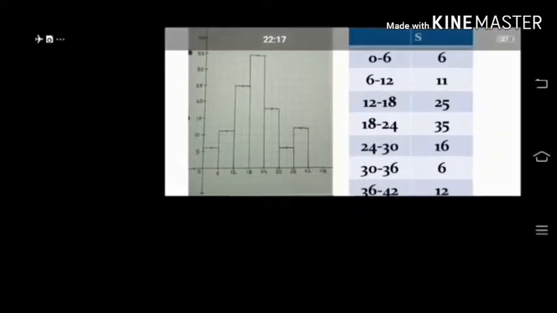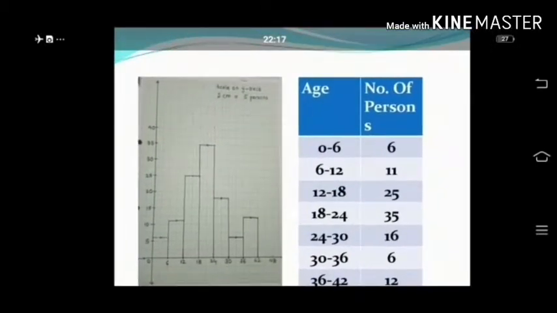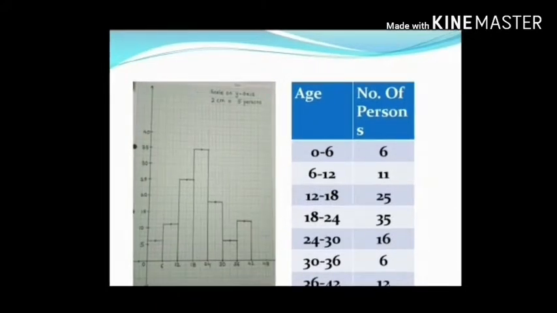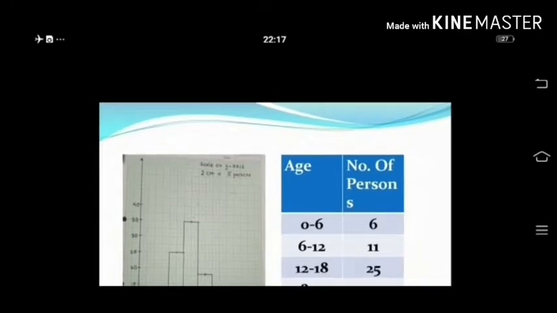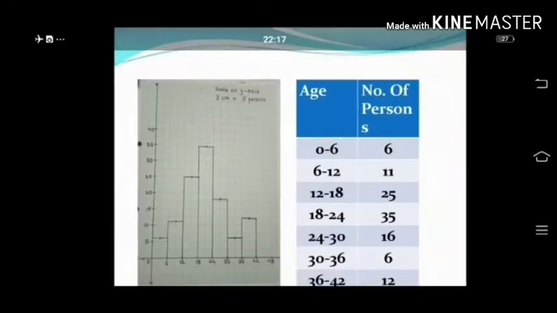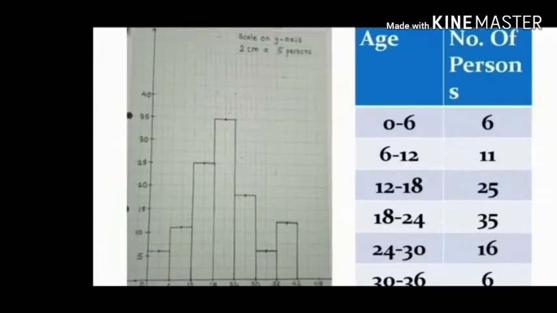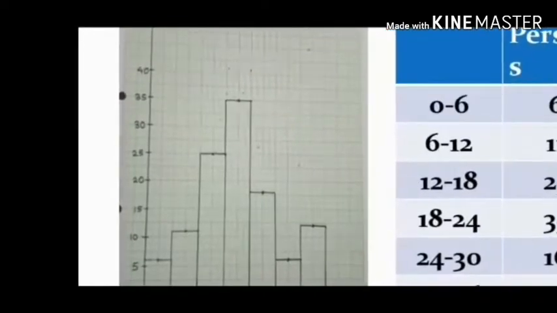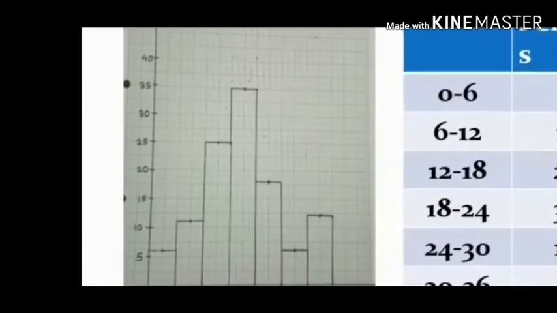According to the number of persons, I will draw the rectangles of that particular height. For example, for the age group 0 to 6, there are 6 persons and hence I will draw the rectangle of height 6. And so on. For the last interval, I will draw the rectangle of height 12 here.